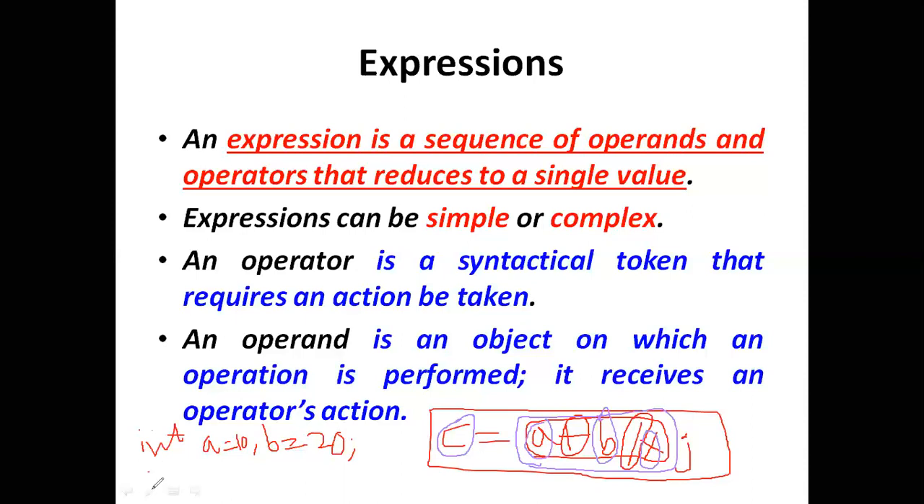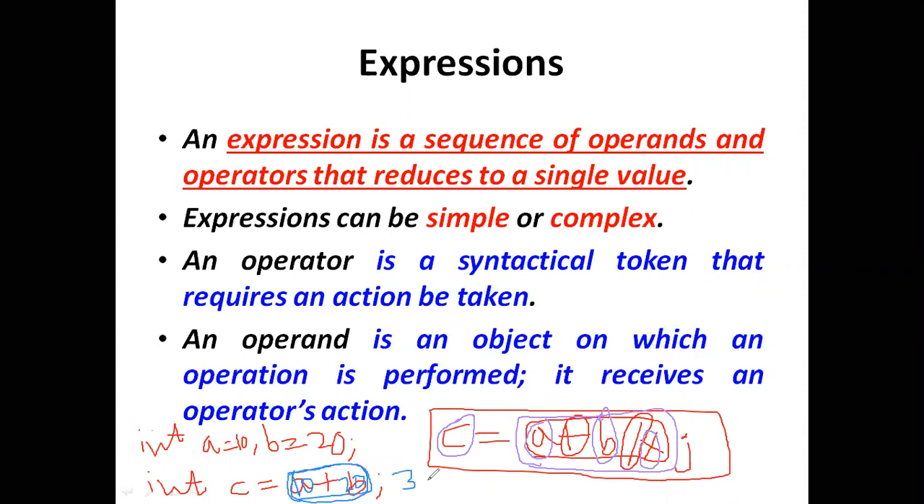Now I am writing one statement: int c = a + b. This is called an expression. Inside this expression, 10 is substituted at a's place and 20 is substituted at b's place. 10 plus 20, what value do we get?